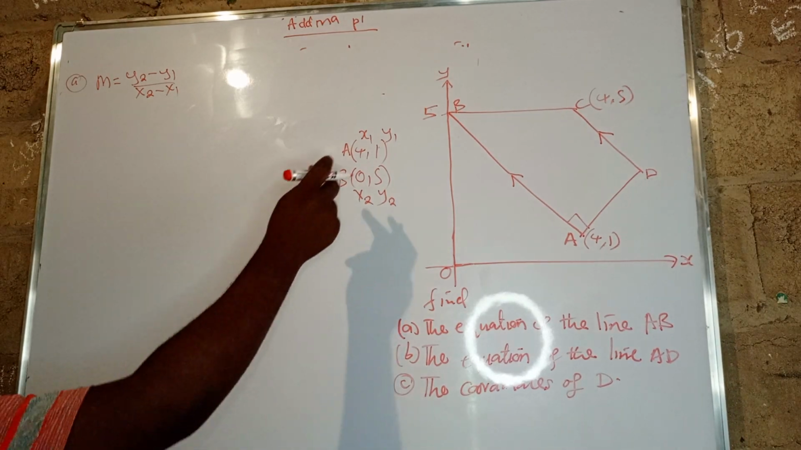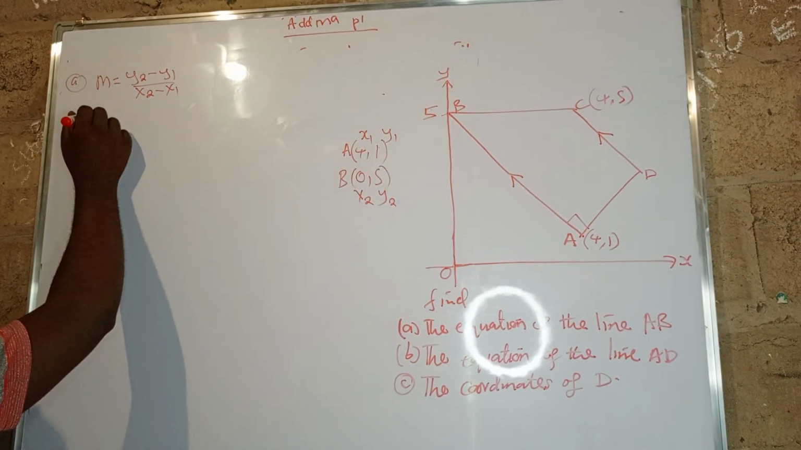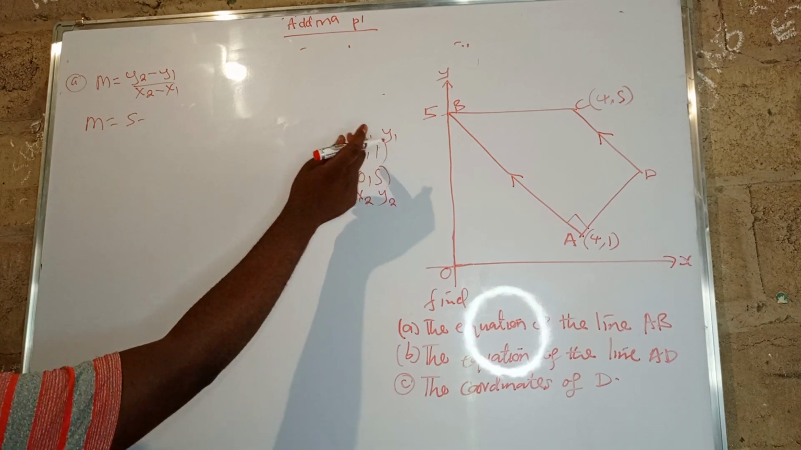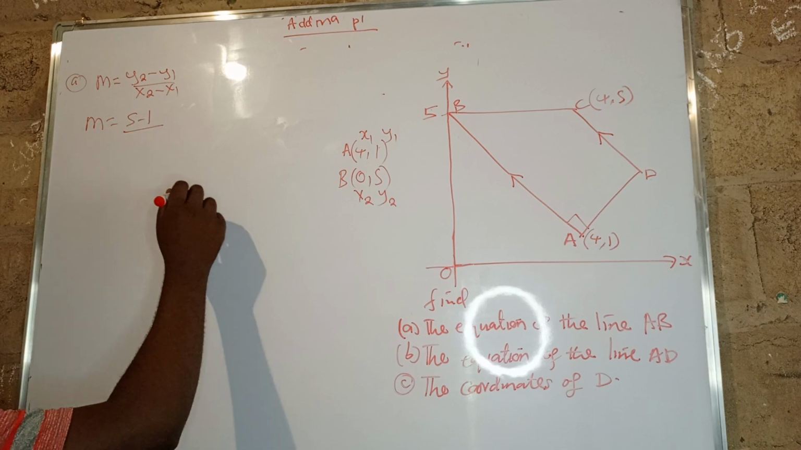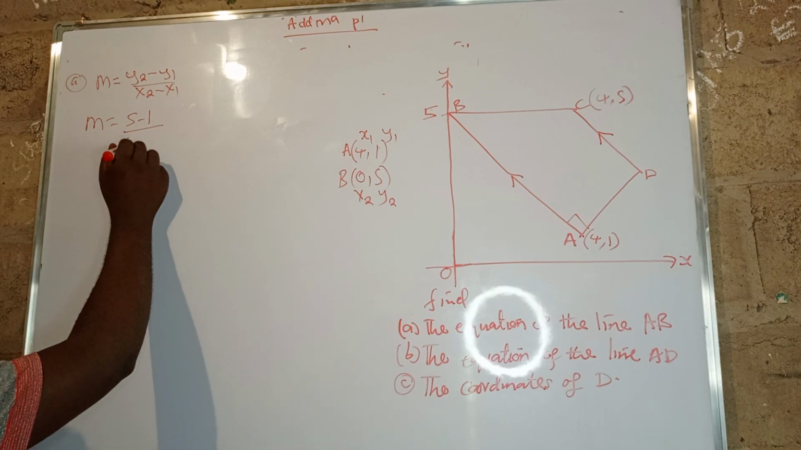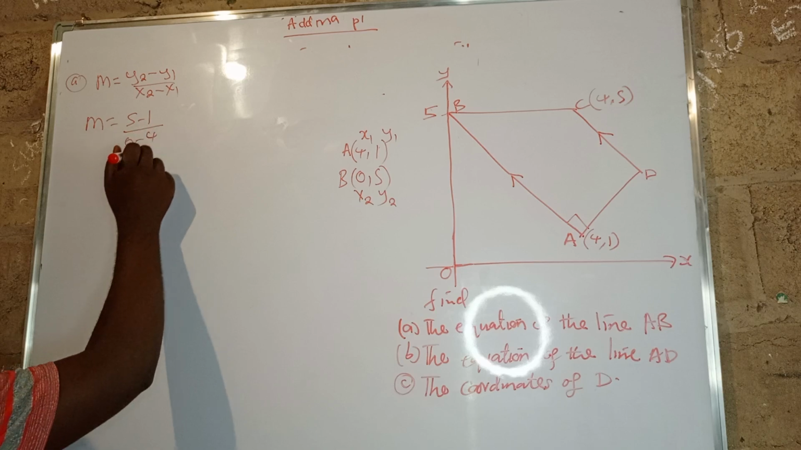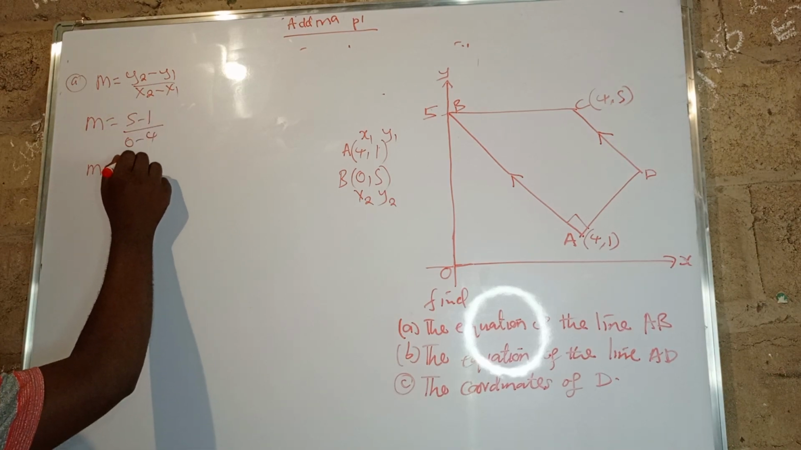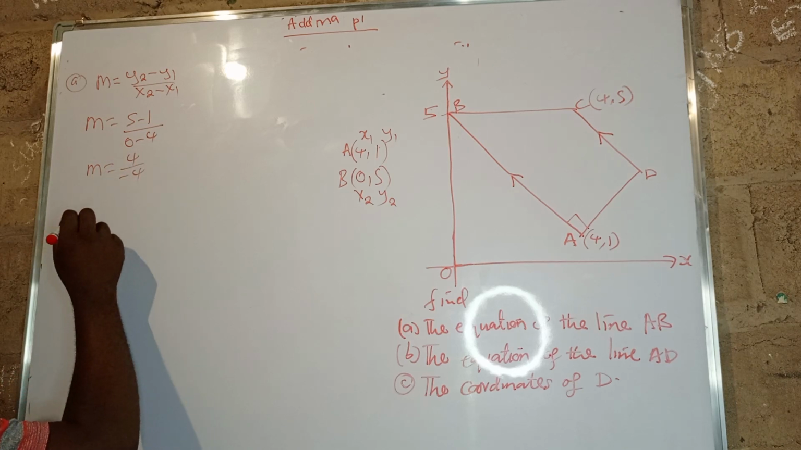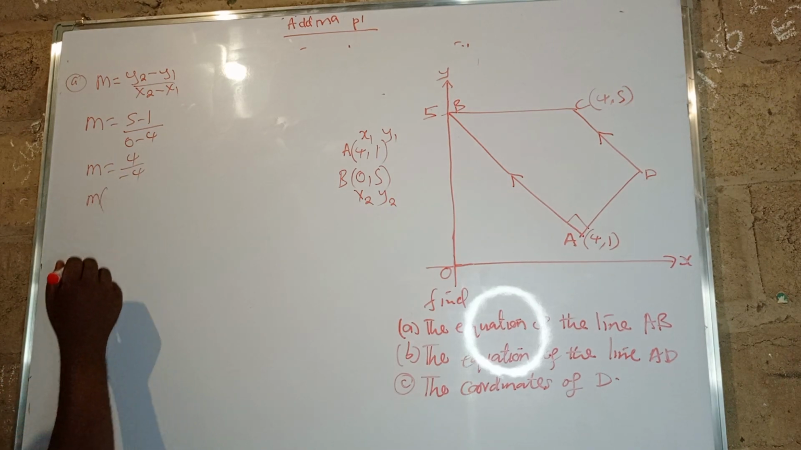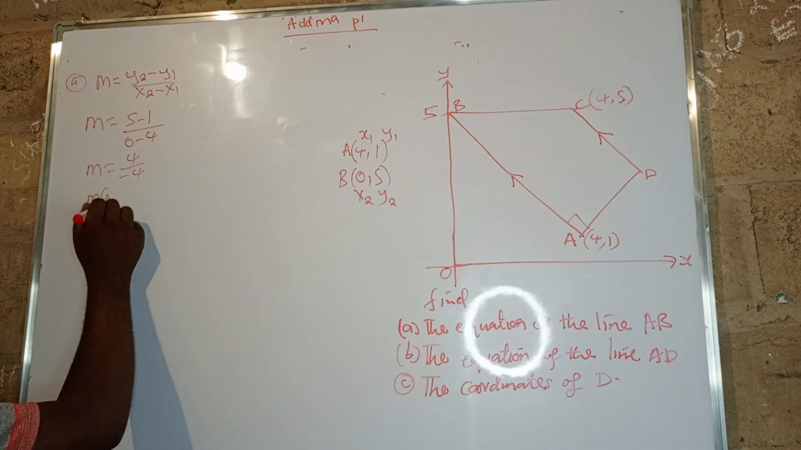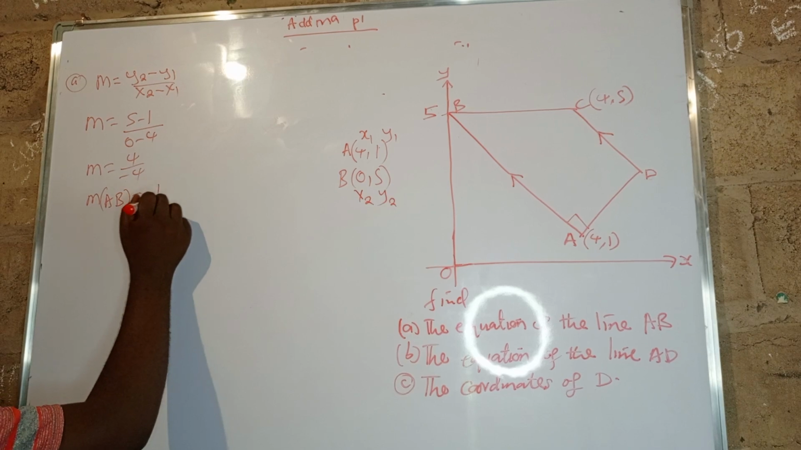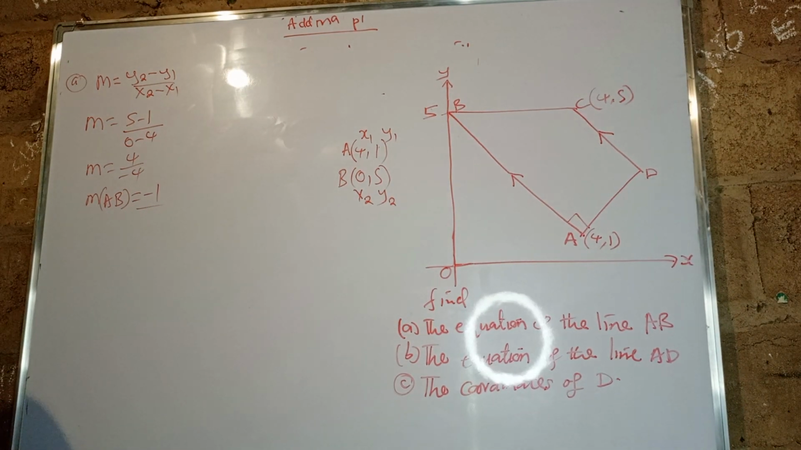So our y2 is 5. So the gradient is equal to 5 minus 1 over x2, which is 0, minus 4. So our gradient m is equal to 4 over negative 4. So the gradient of line AB is equal to negative 1. That's our gradient. Then from there we find the equation.